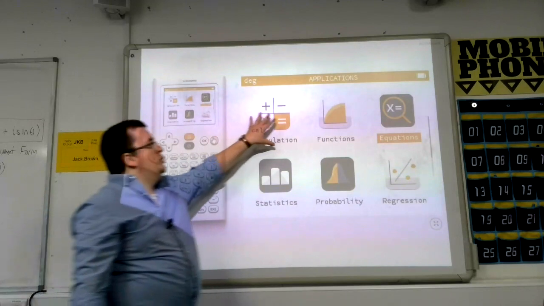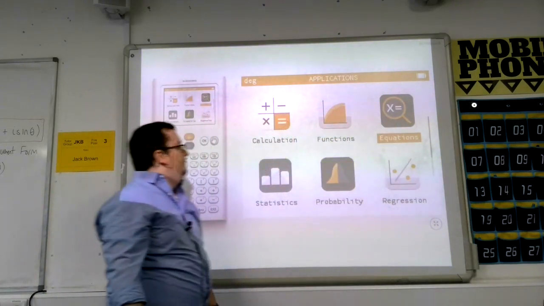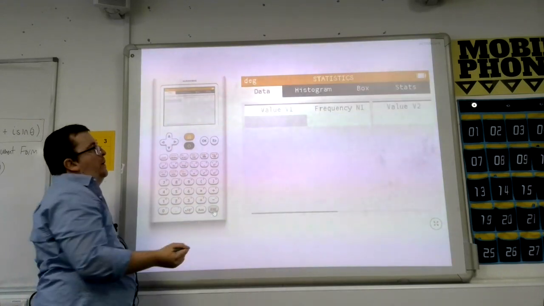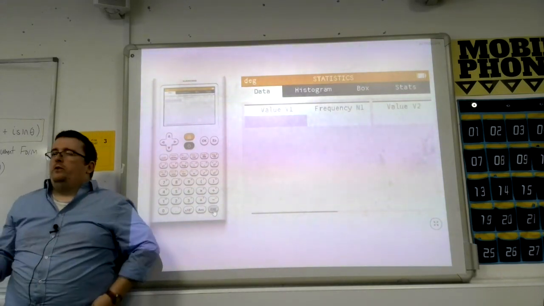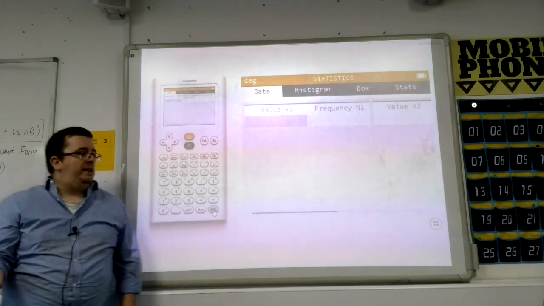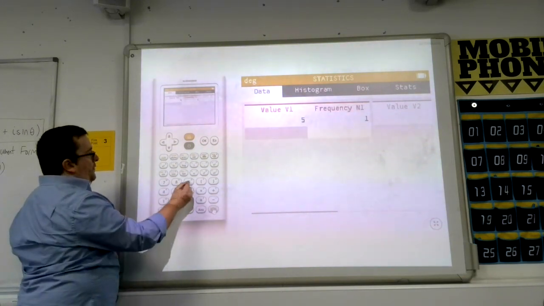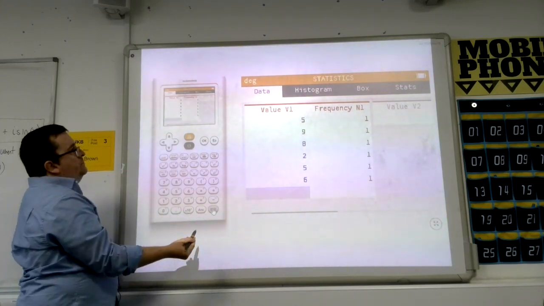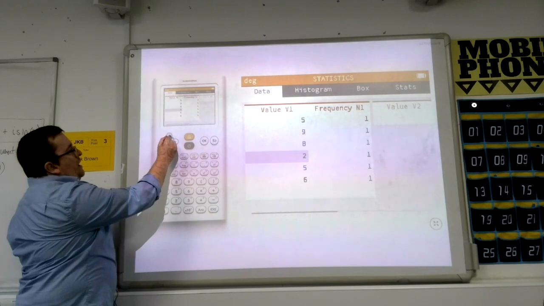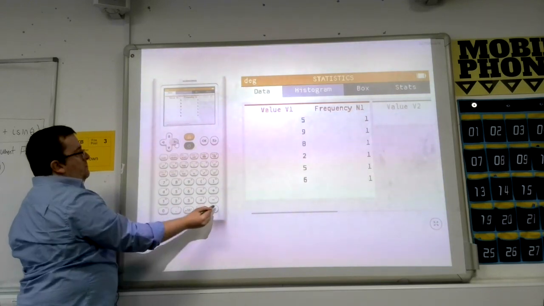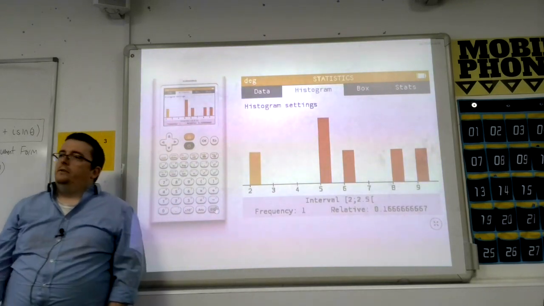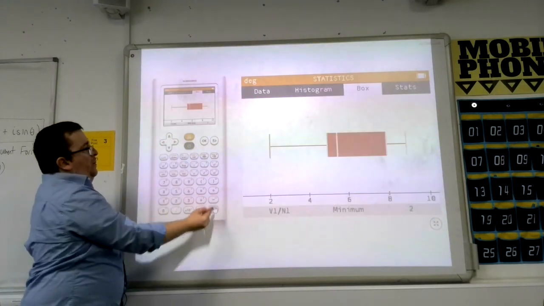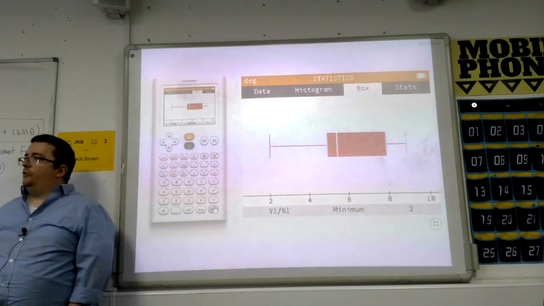So we've looked at calculation, we looked at functions, we looked at equations. The statistics side is quite similar to what you use on a Classwiz with a table of values. So I'm just going to type some numbers in, so 5, 9, 8, 2, 5 and 6, for example. Then if I go up here, you can see I can get a histogram if I want it, or I can go along to box plot. If I want a box plot, it draws one of those.